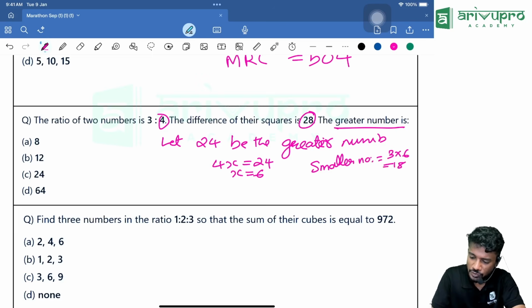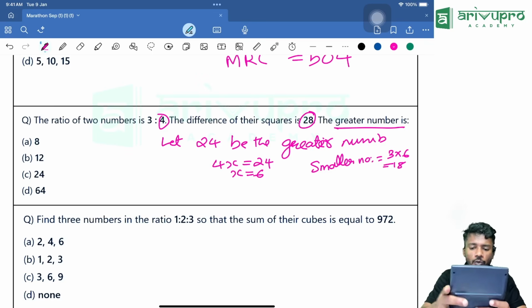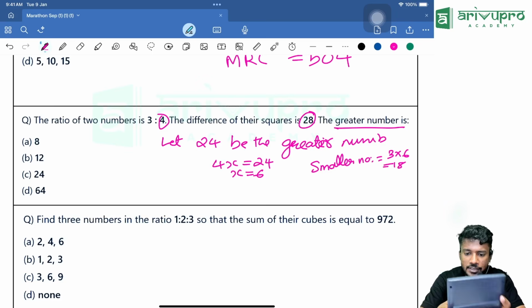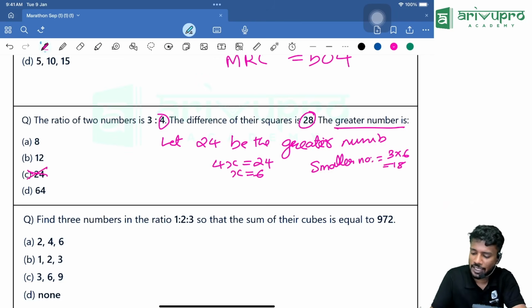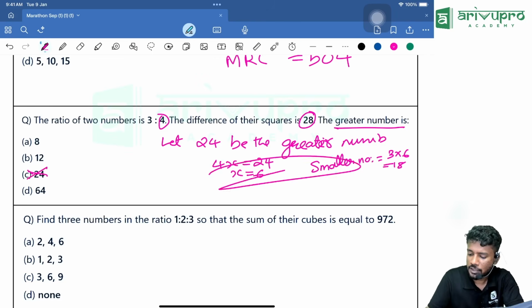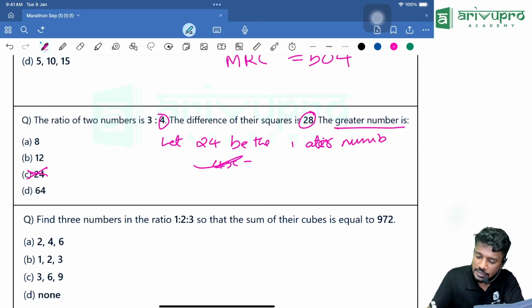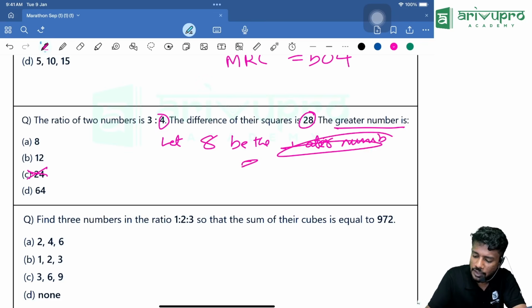We need to check the difference of their squares. So 24 into equal to M plus, then 18 into equal to M minus. When you click MRC, how much you are getting that? 252. Is it 28? No, that means option C is wrong. Anyway, it will be a smaller number, I guess. Yes. Let 8 be the greater number.